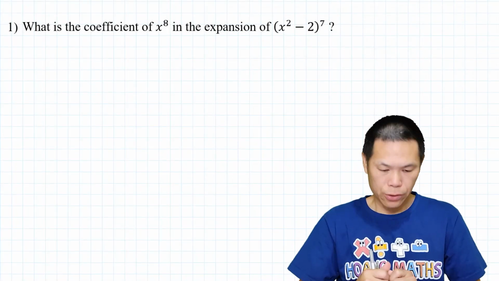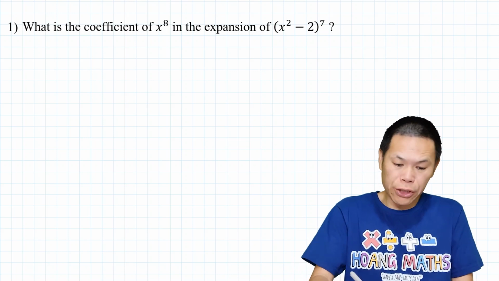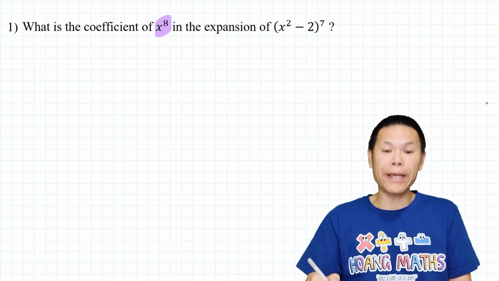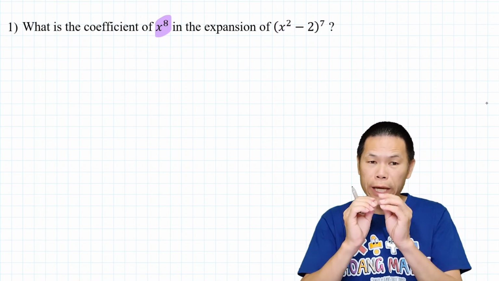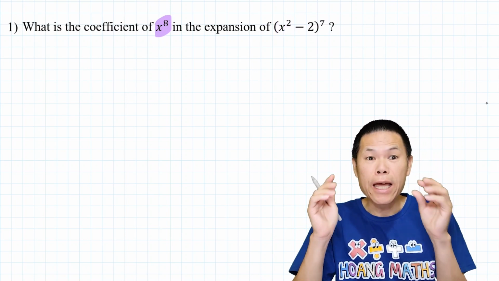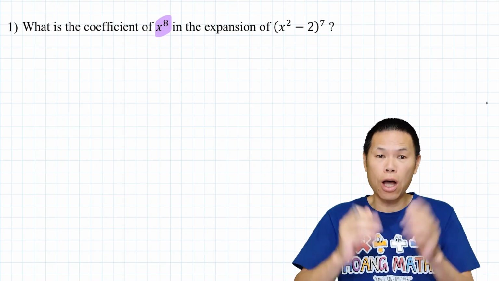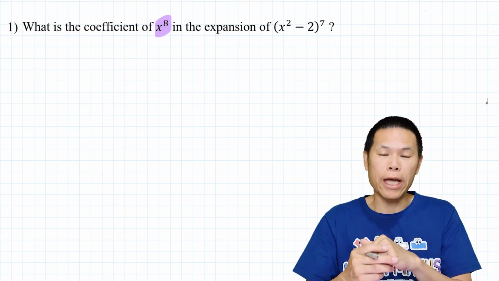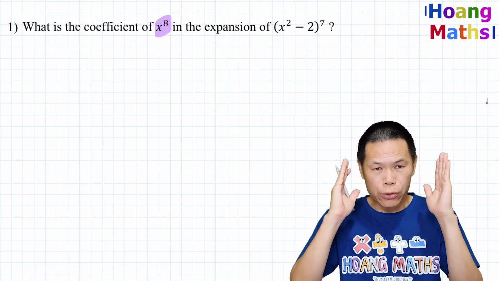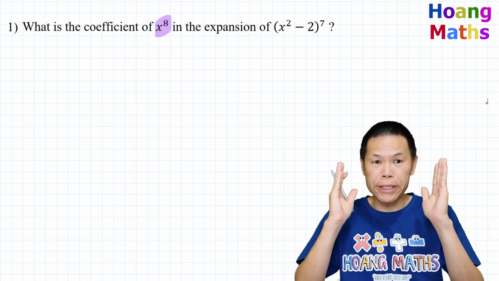First one, so we need to work out the coefficient of x to the power of 8 in this expansion here. So I suppose we can expand the brackets and then compare the coefficient of x to the power of 8. But then we're not going to do that. It takes longer. So we're going to use the general rule to finding the term.